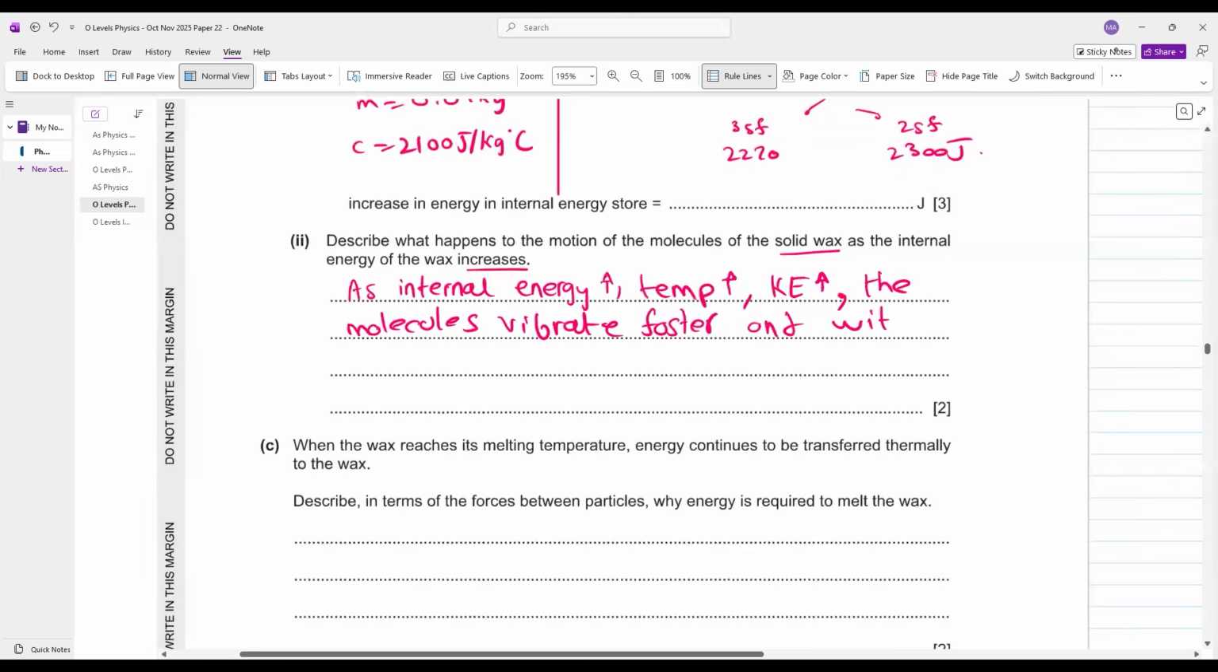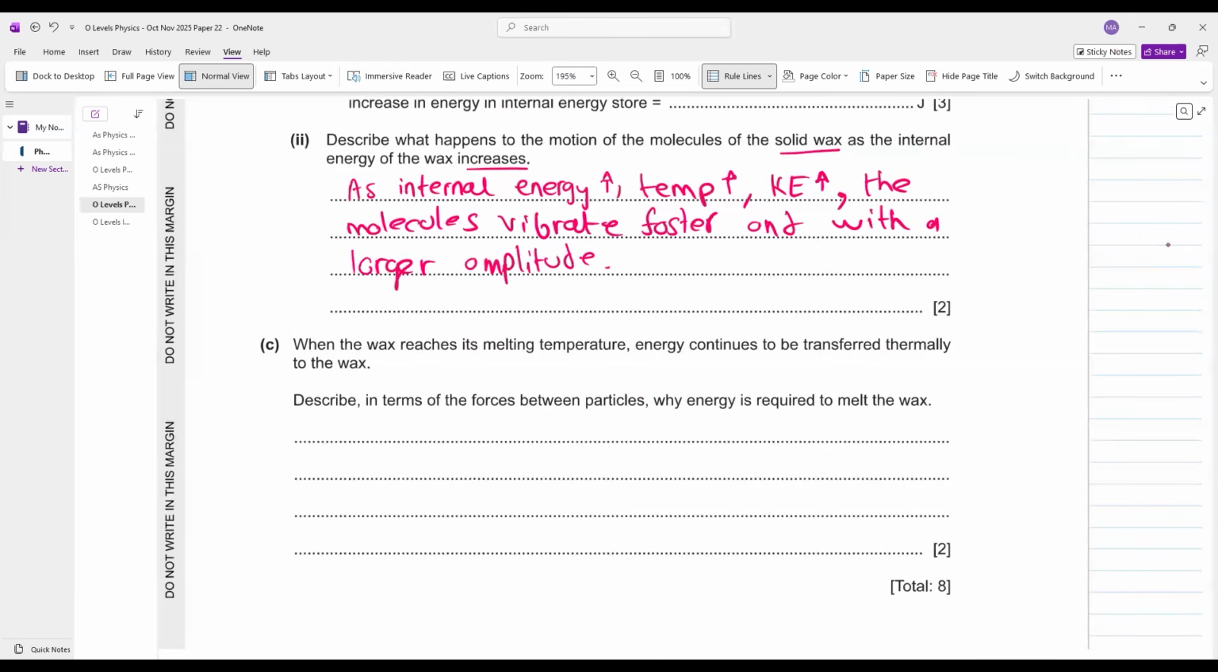With a larger amplitude. Simple. With a larger displacement भी कह सकते हो. Simple. When the wax reaches its melting point, energy continues to be transferred thermally to the wax. Okay. Describe in terms of forces between the particles, why energy is required to melt the wax?